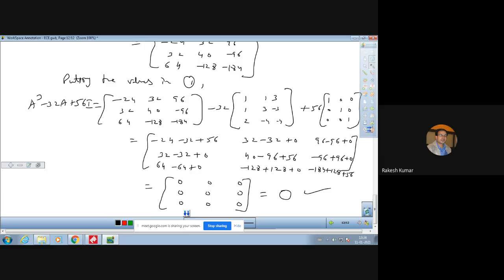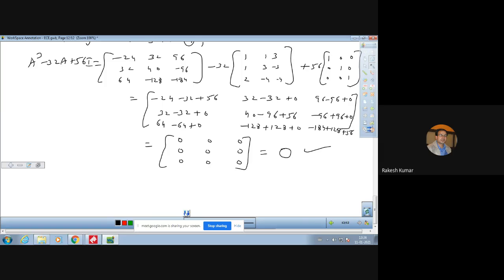So clearly the characteristic equation has been satisfied by the square matrix A. Hence, the Cayley-Hamilton theorem is verified. So the theorem has been verified for the given matrix A, which is of order 3. Now by using the value of equation number 1, we can find out the value of A inverse, similar to the last question. So thank you very much.